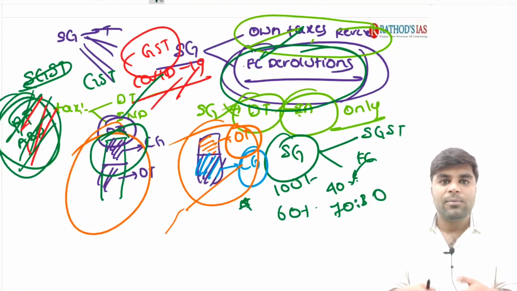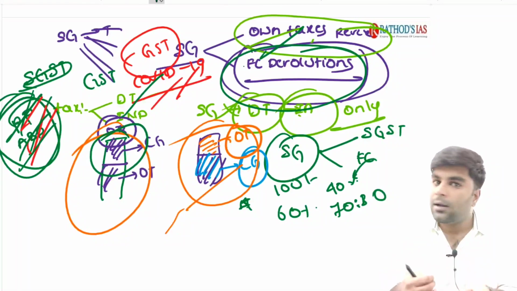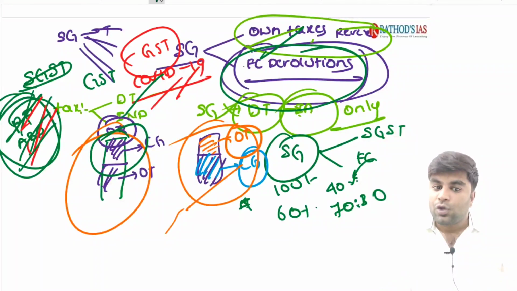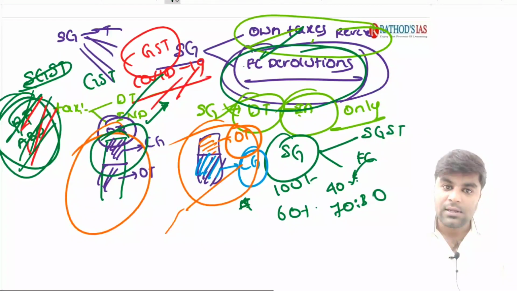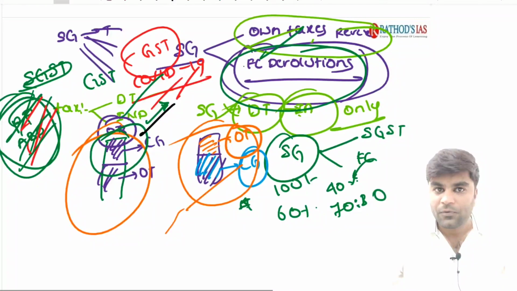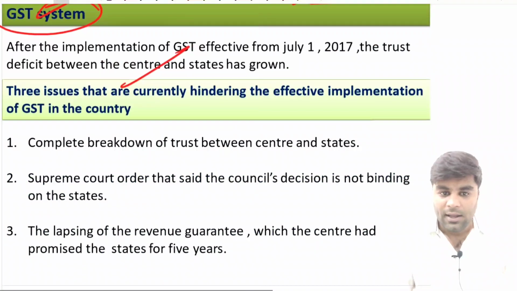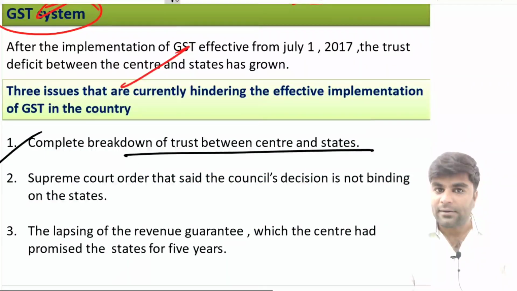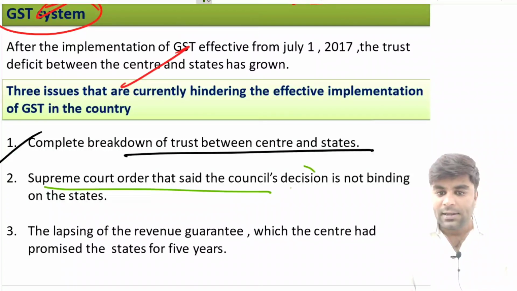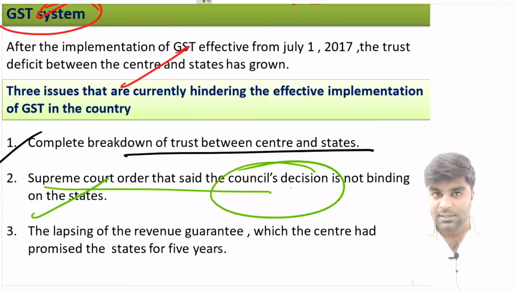But unfortunately, after the implementation of the GST, they did not generate the revenue to the level they had expected. As a result, after the implementation of the GST, it created a tussle between the center and states, right? This is what the author is suggesting. A complete breakdown of the trust between the center and states. I hope you have understood it. The Supreme Court ordered that the council's decision is not binding on the states. Recently, the Supreme Court has come up with this decision.